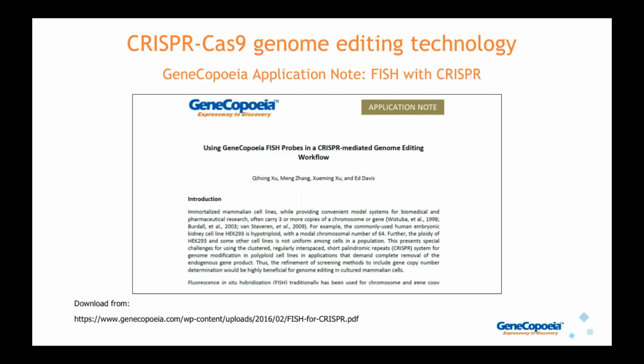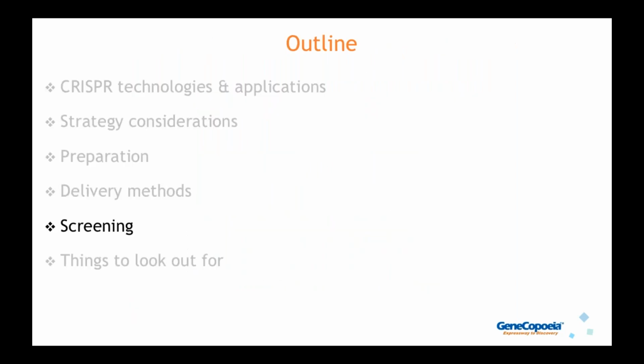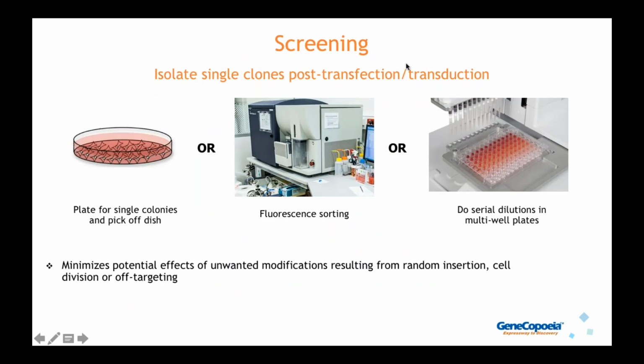Okay, all right, so moving right along, now I'm going to talk about screening steps, screening recommendations. One of the most important screening steps we recommend in doing CRISPR cell line work is to isolate single clones post-transfection or transduction. So why should we do single clones?